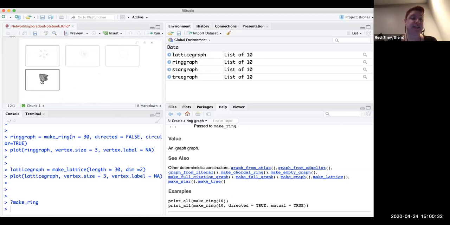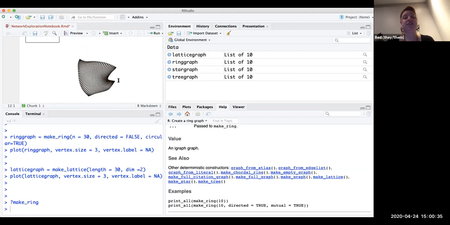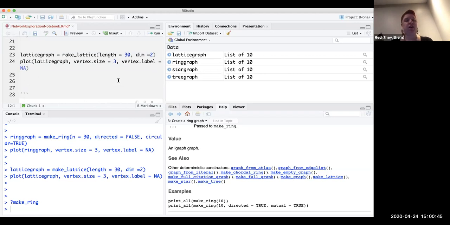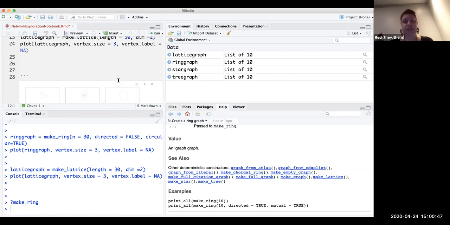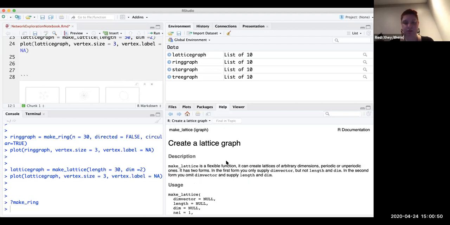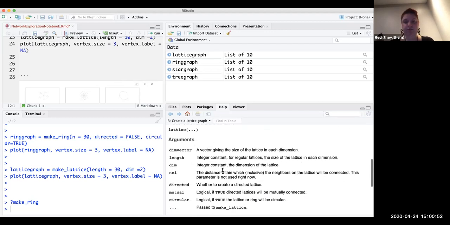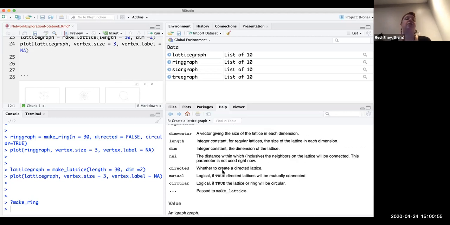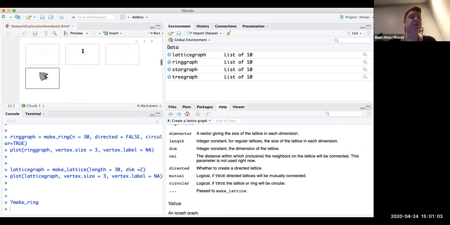And you can see the lattice here is just like lattice work on a fence, for example. So in our lattice, we have 30 vertices. Or I'm sorry, we have 30 by 30. So the length we have is the size of the lattice in each dimension. So each side is 30 nodes. So we've got a 30 by 30 network here.